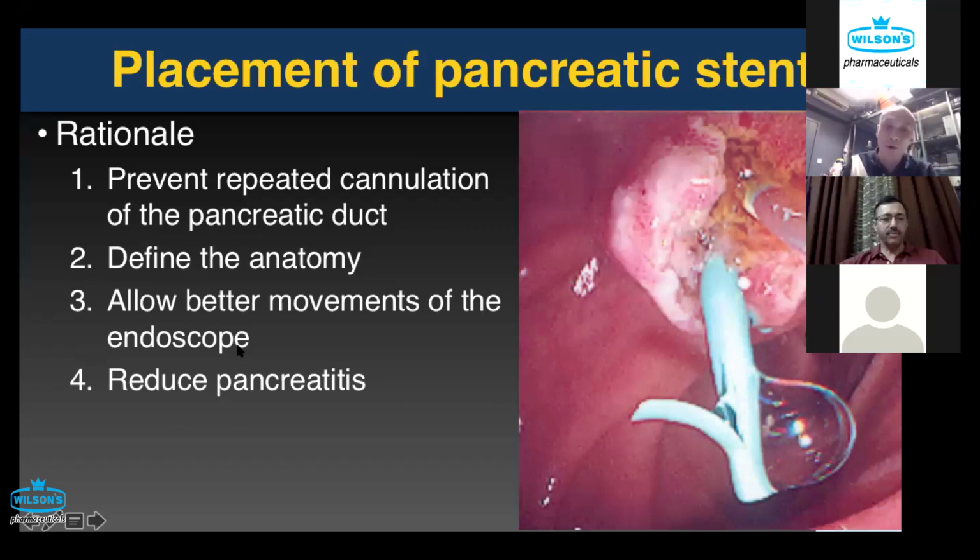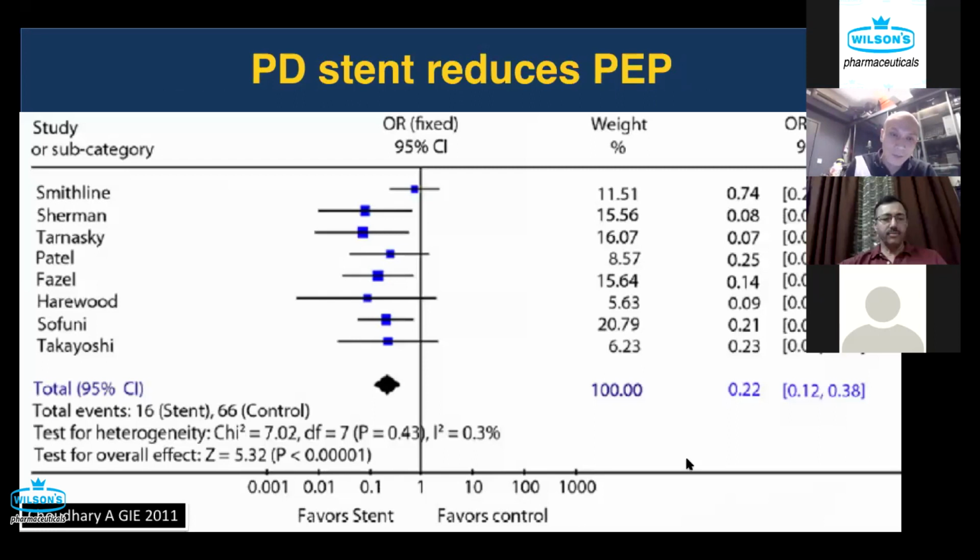Sometimes when we use the double wire technique, the PD wire actually limits the movement of the endoscope. Once we insert the PD stent, our scope movement is freed, and cannulation is much easier. And of course, insertion of a PD stent helps to reduce pancreatitis. Multiple studies have shown that the use of a PD stent ensures drainage of the pancreatic duct, reduces the risk of a swollen papilla, and hence the risk of PEP.